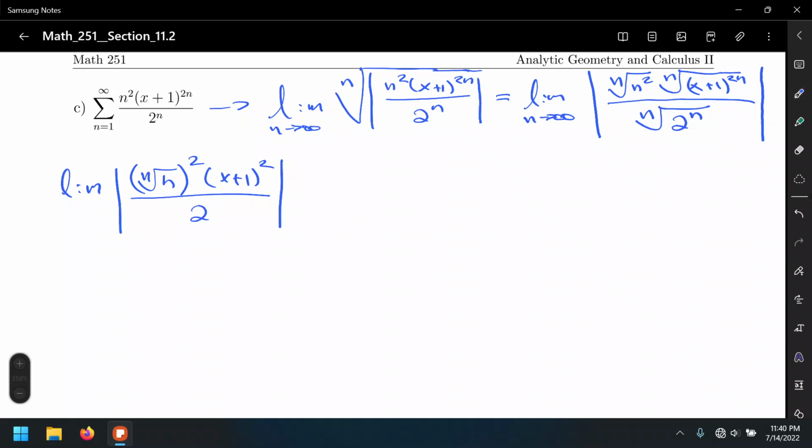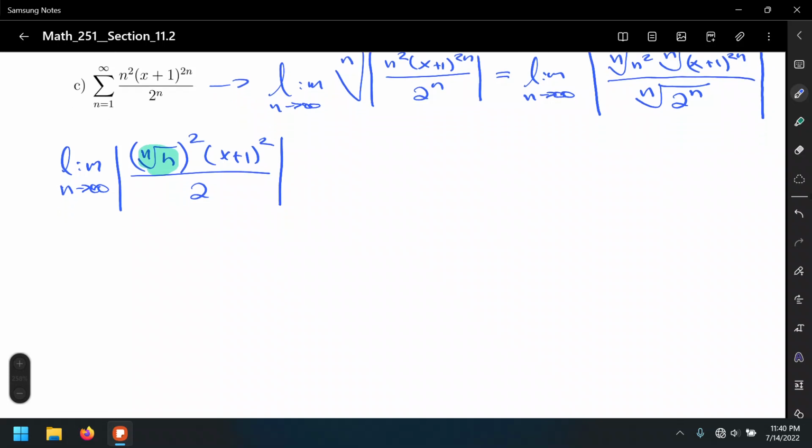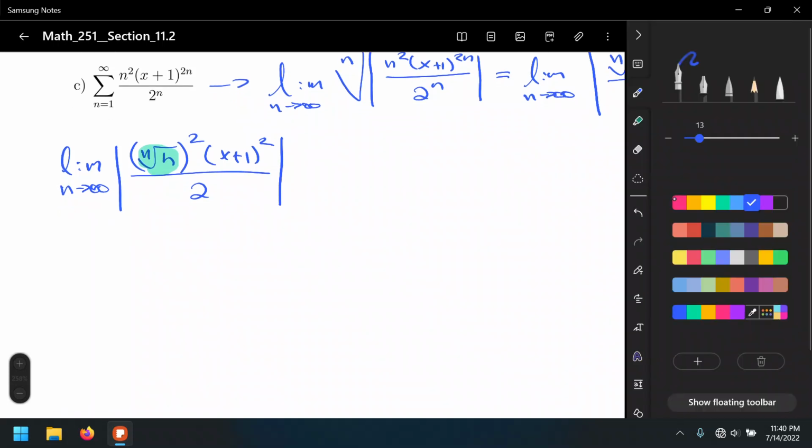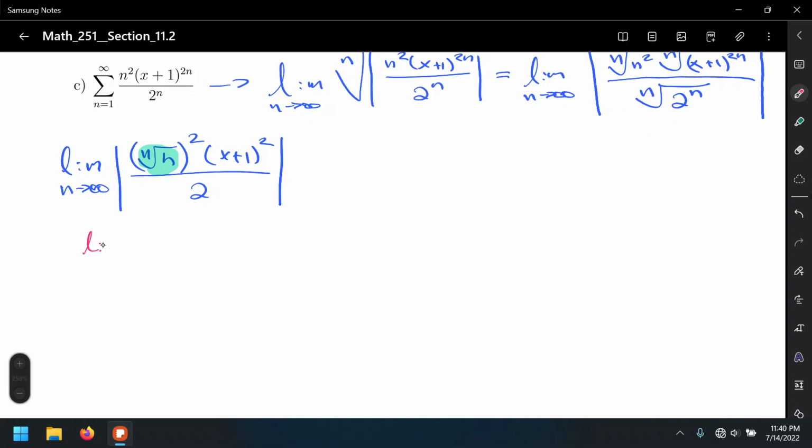Now what about this nth root of n? Well, in this case, this is a special limit that we discussed in the ratio and root test section in the previous chapter. You might recall that the limit of the nth root of n as n approaches infinity equals 1 is one of the limits that you can use on your notes on the exam. You can just use it.